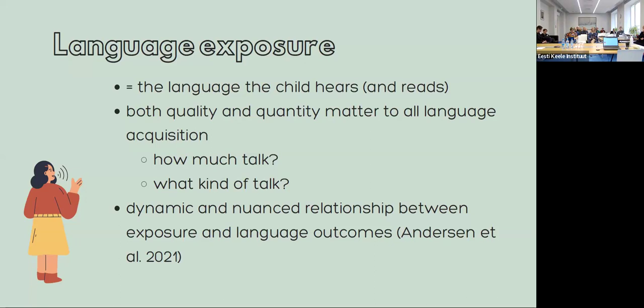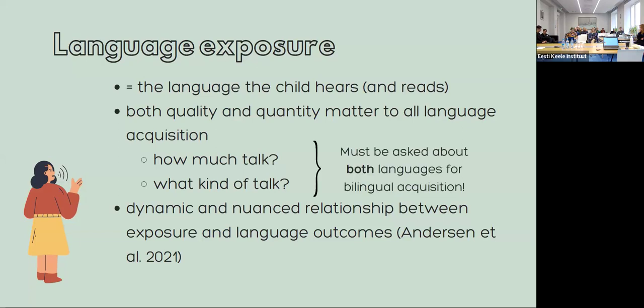And when we speak about children, very simplistically, we have to ask how much talk do they hear, but also what kind of talk, who speaks, on what topics, what type of instructions, what type of grammar, what type of lexicon. And when the children that we are researching are multilingual or bilingual, we have to ask this about both languages.